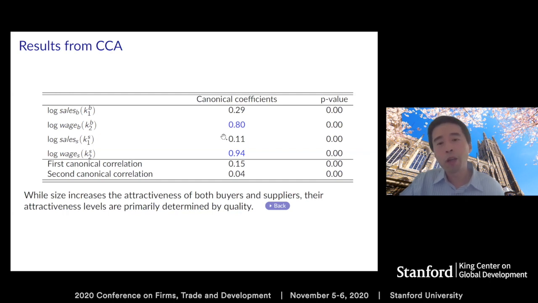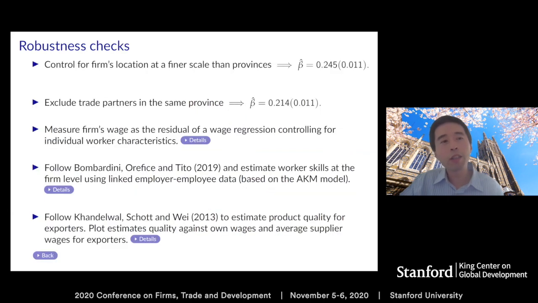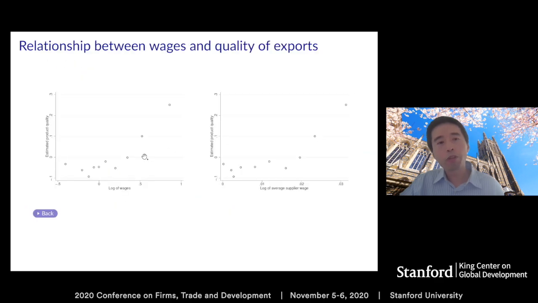We could use different things, if you're a little bit more suspicious about whether wage does capture quality. One additional exercise we did is, for some of the exporting firms, we see their demand shifters, meaning we can follow some work in international trade. Here we're using the export data for these firms. We create quality measures based on the demand shifters of these exporters, and then plot them in terms of the wages as well as the average supplier wages. It turns out to be also highly correlated. Through the lens of the model, we've been using wages and calling that quality, but related to the empirical measure of quality, it's very highly correlated.